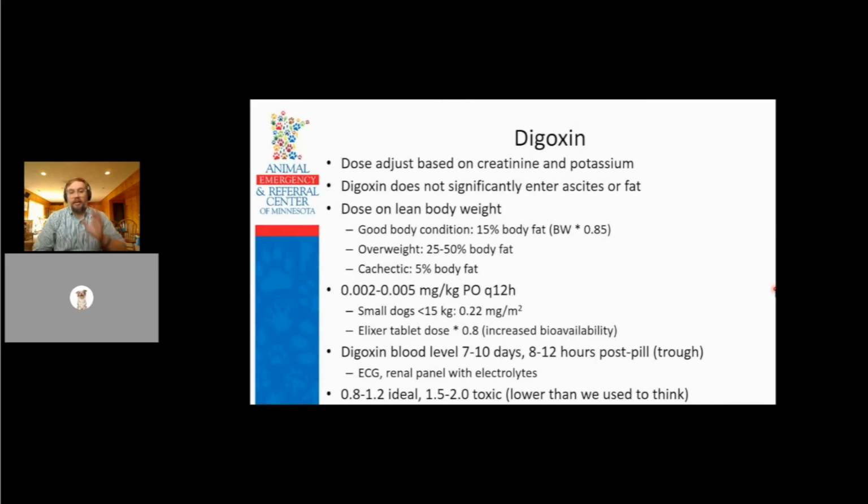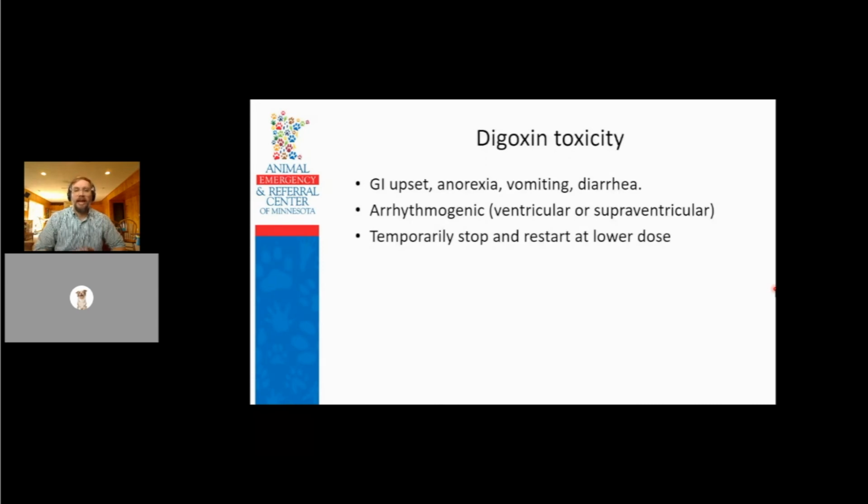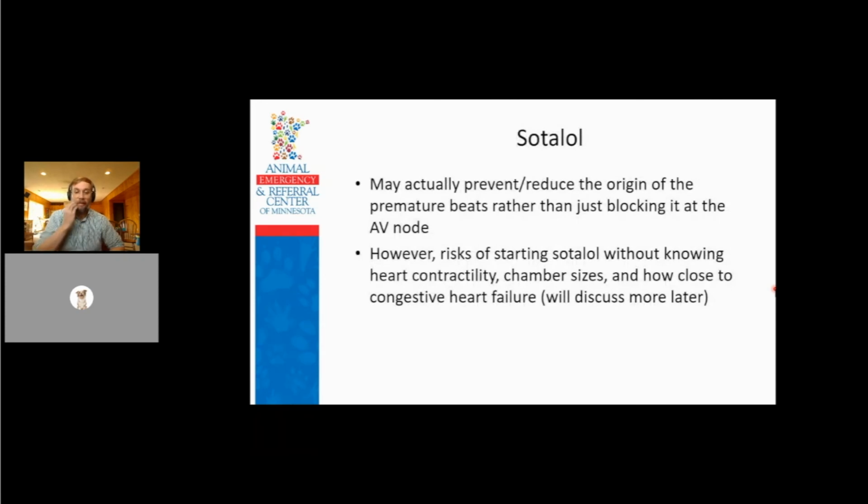There's a bunch of numbers here and calculations. You want to dose off lean body weight, and then usually I like to check digoxin blood levels after starting, to see if we're in a therapeutic or potentially toxic range. I usually like to check trough levels, so anywhere like 8 to 12 hours after the last dose. Signs of toxicity are GI upset, anorexia, vomiting, diarrhea. If those develop in a dog on digoxin, I usually skip a dose and restart lower, because really high doses can actually cause arrhythmias and worsen arrhythmias, both supraventricular and ventricular.